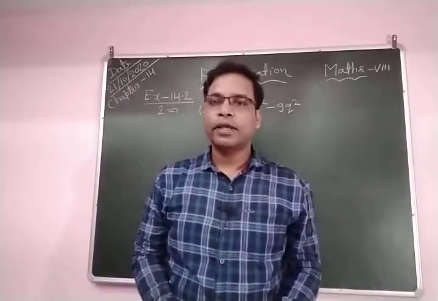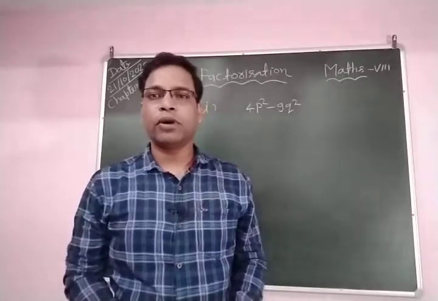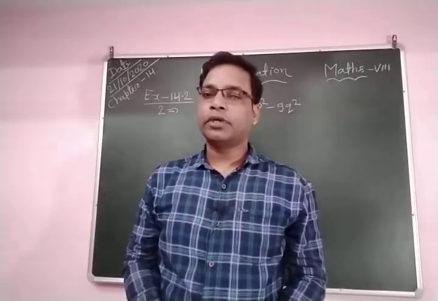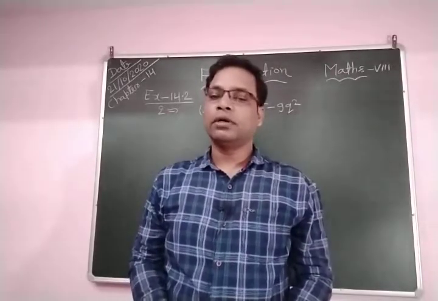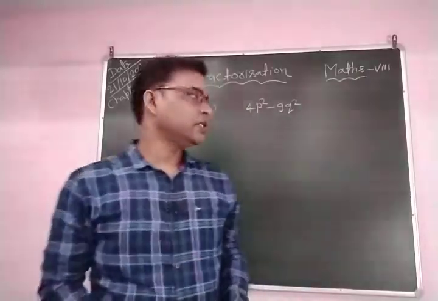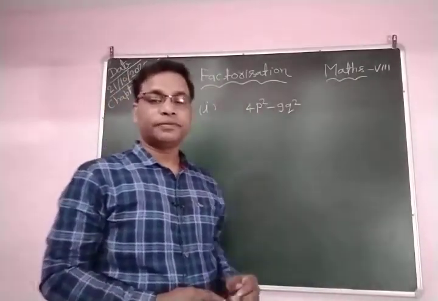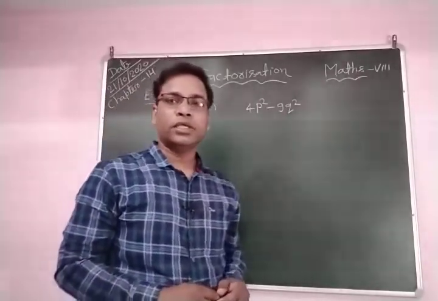Today we are going to discuss chapter 14, exercise 14.1, question number 2. Chapter 14 is factorization. Question number 2, first part is given here. Find the factorization of 4p square minus 9q square.